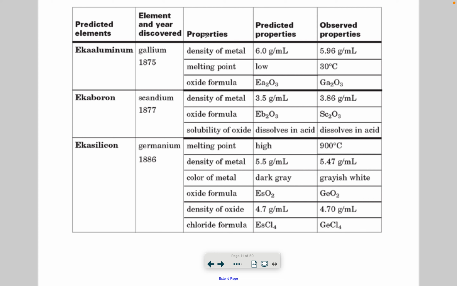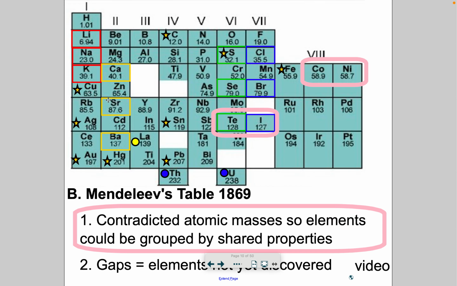And other properties he had on his card: density of metals. So these were the predicted properties. And then when it was actually discovered 10, 15 years later, they named it gallium. And if you look at the observed properties, hey, it's really close to 6. The melting point is really low, 30 degrees Celsius. Wow, think about human body temperature, 37 degrees Celsius. Here's the oxide formula. Here's another one, boron. Where are you, boron? Boron, after boron. So we've got this gap here.